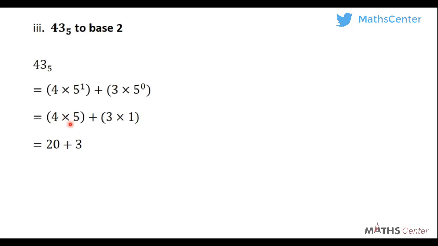So 4 times 5 will give us 20. 3 times 1 will give us 3. You add them, you are going to get 23. So we can say that 43 base 5 is now 23.